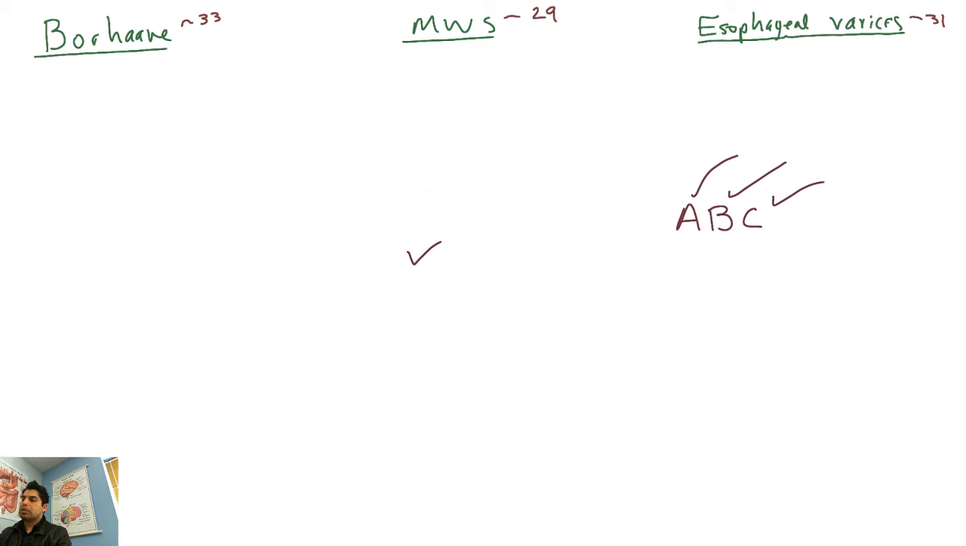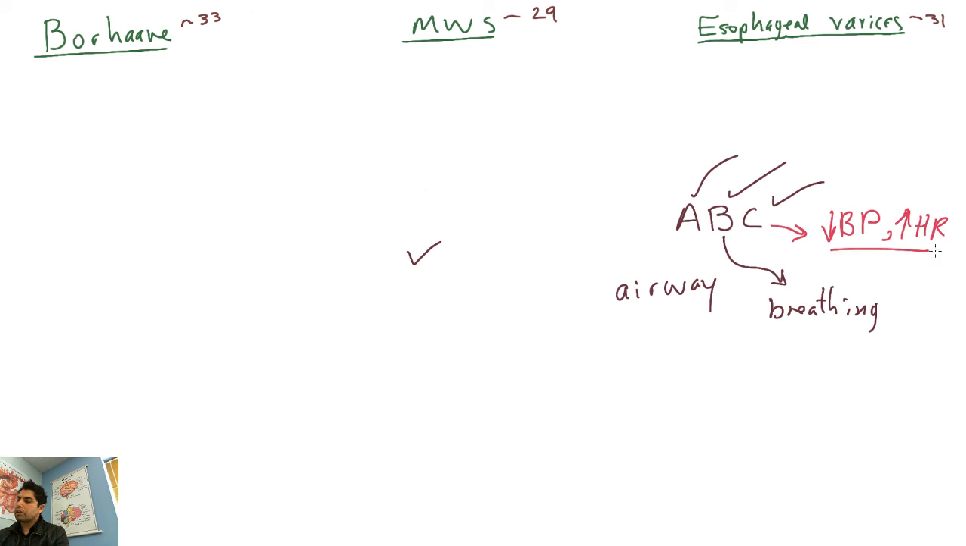IV fluid. So A for airways. Secure your airways. Make sure they're open. They can breathe. And secure breathing. Now, if they have trouble breathing, maybe you have to put them on ventilator. Okay? But C is for circulation. Circulation, usually, the signs of abnormal circulation is low blood pressure and increased heart rate, which is shock. How do you restore blood volume and blood pressure? Give them fluid. If they lost blood, increase their blood volume by injecting fluid into blood.